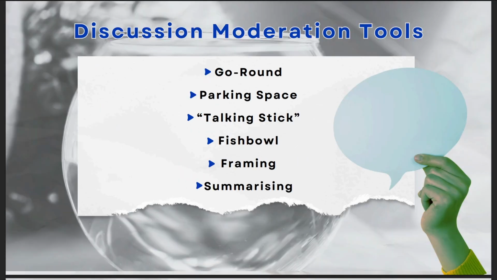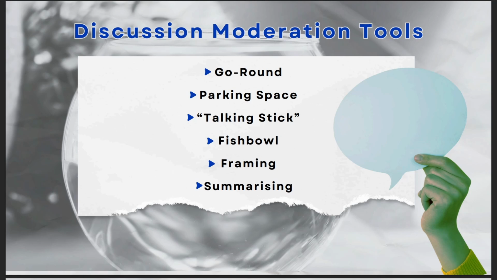Tools for discussion moderation. A go-round is literally going around in the circle of participants, offering everyone a chance to speak and offer something to the discussion. It is helpful to give a chance to speak to people who didn't get the opportunity to, as well as allowing them time to formulate what they wanted to say.